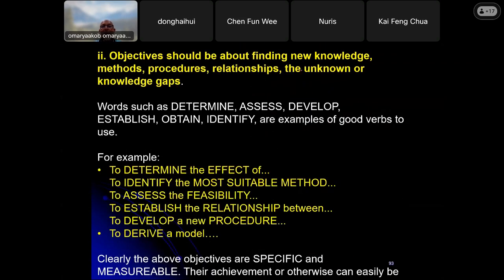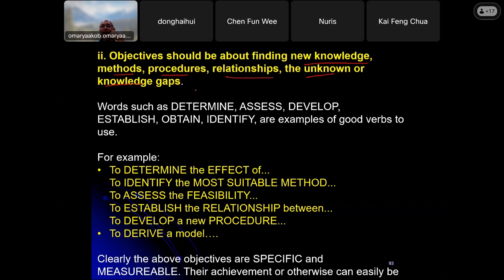So, objective should be about finding new knowledge, method, procedures, relationship, the unknown, the knowledge gap. So you cannot, for example, investigate new knowledge. We want to find that new knowledge. Your investigation is the process, and at the end of it you are going to get the new knowledge. But you don't investigate the new knowledge, you do not investigate the new method, the new procedure, new relationship, and so on. You want to determine it, assess it, identify it.